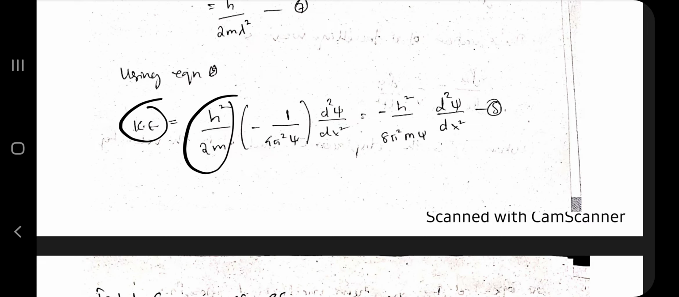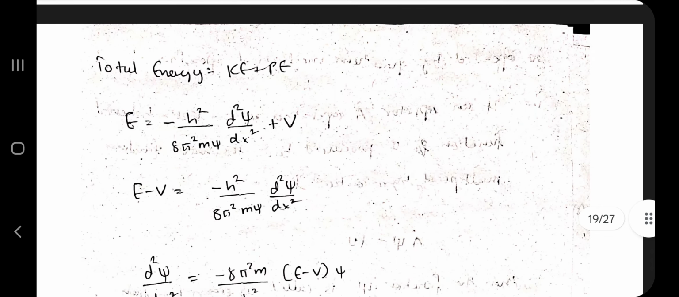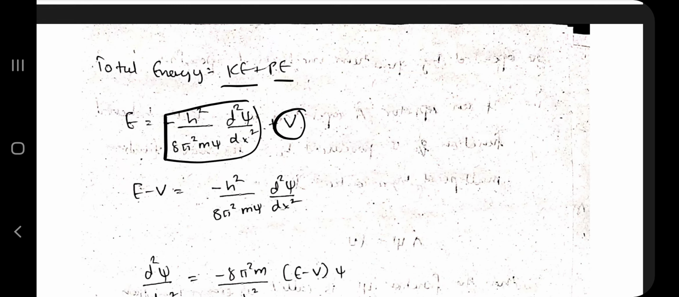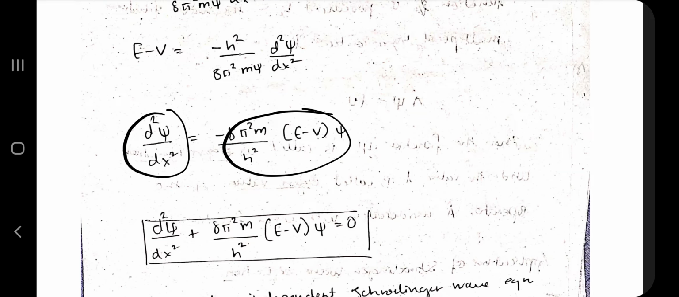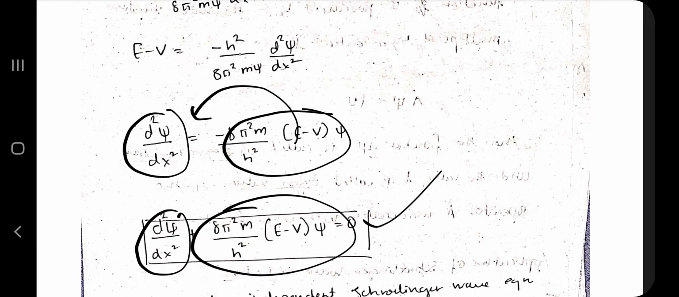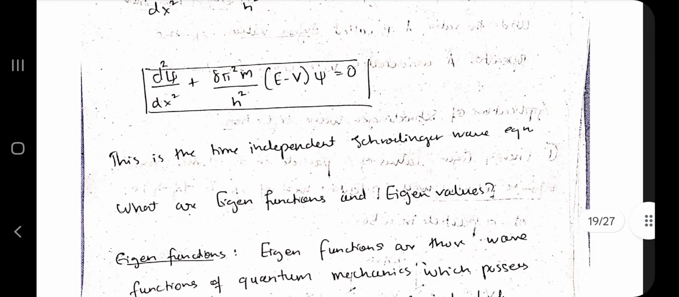So what we get is K is equal to h square by 2m. We have just substituted that value, and we get this equation here. Simplifying that and calculating the total energy, total energy is equal to KE plus PE. Kinetic energy we have calculated now, half mv square, and p is this one. So E minus V is equal to this one, and we are calculating the value of d square psi by dx square, and taking the other terms to this side we get this equation. Take this term here, and what you get is this equation. This is a very important one. So this is the derivation of the time independent Schrodinger wave equation.